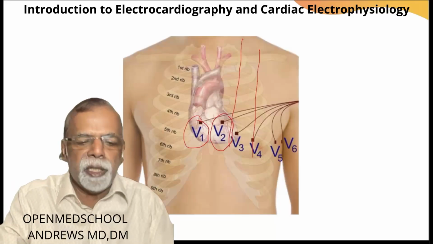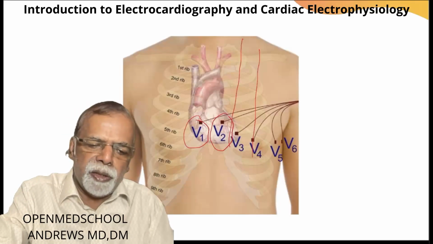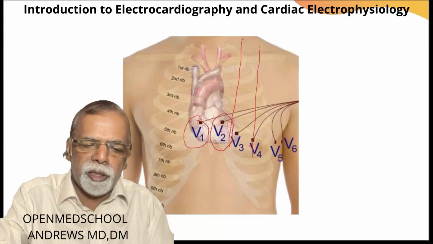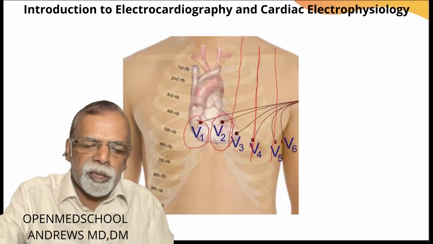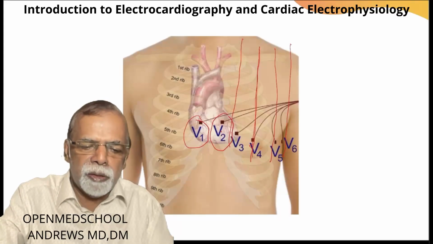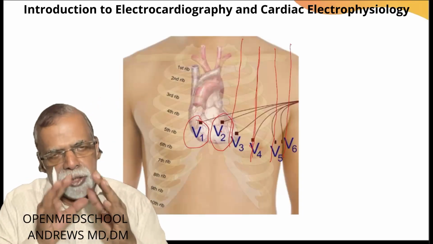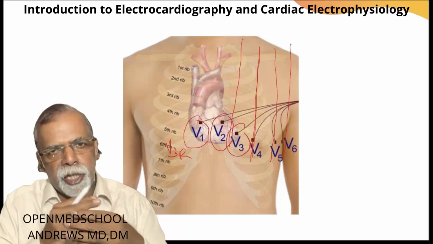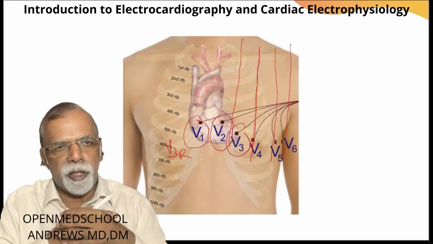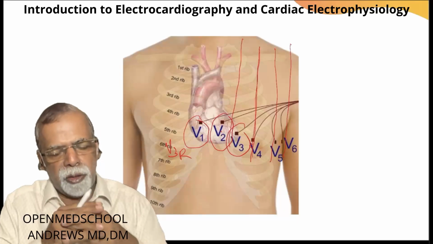We can keep special leads. For example, the V3 can be placed on the right side. Then it is called V3R. There is no V2R because V2 is fixed. V1 and V2 are fixed. Then V4 can be kept on the right side. It is called V4R. Same way you can go behind. So in the standard electrocardiogram, we have only 12 leads. Sometimes, especially in right ventricular infarction, you ask for a V3R and V4R.